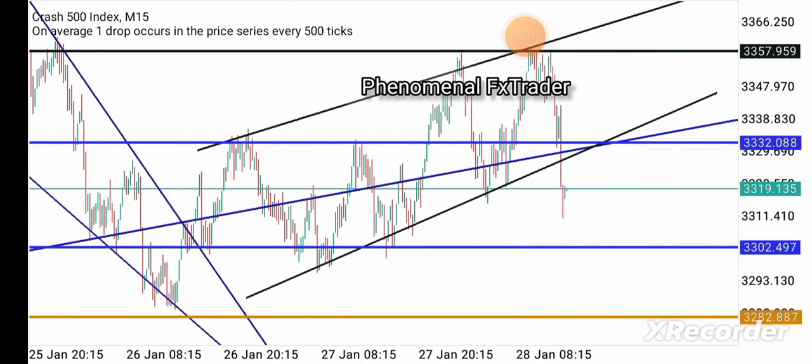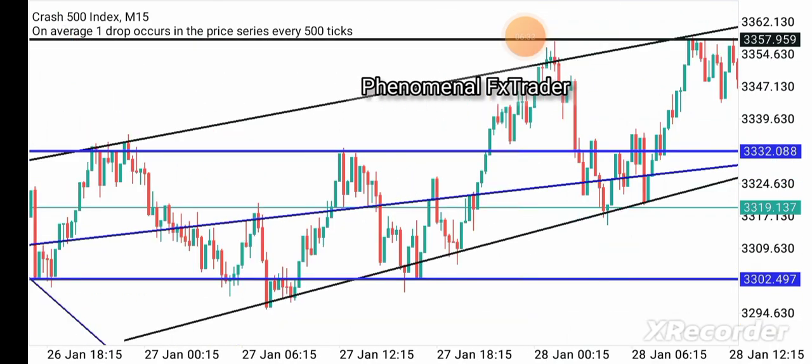So that is just it. I believe you've learned one or two things from this particular trading setup. Always look out for the movement, the direction of the market on the higher time frame, and watch out for the chart patterns that are formed on the higher time frames. They also matter.